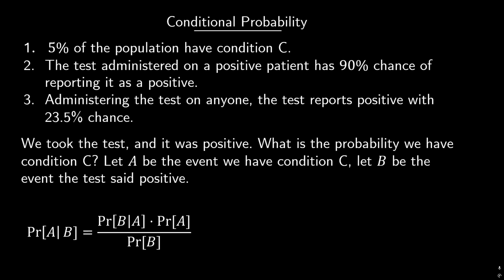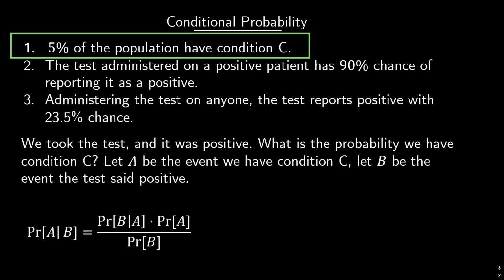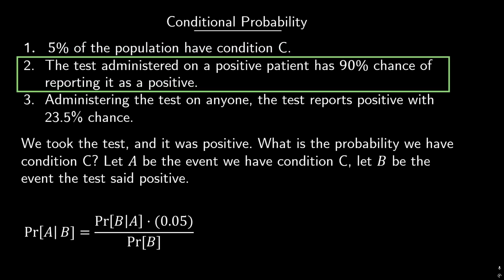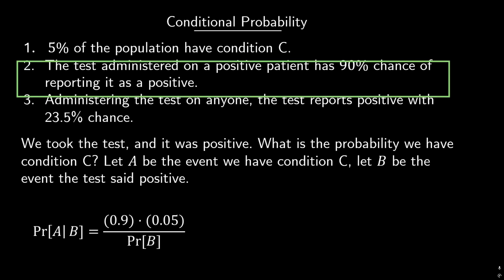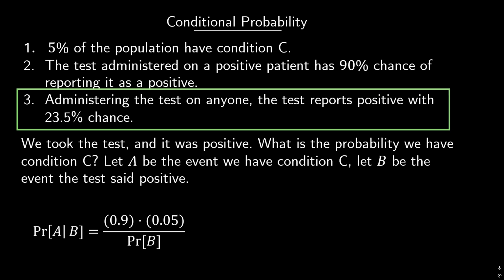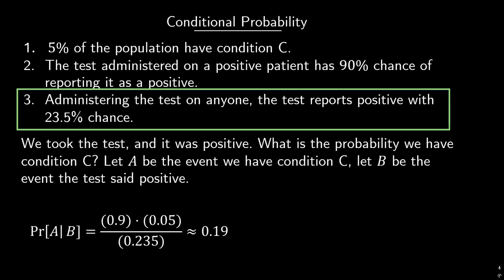So let me show you what I mean, right? Because 5% of the population has condition C, we can basically say that the probability of A is 0.05. Similarly, because the test administered on a positive patient has a 90% chance of reporting as positive, in other words, given A, the probability of B is 90%, we can replace the probability of B given A with 0.9. And lastly, we know that if we administer the test on anyone, the test reports positive with 0.235 chance, so we can replace the probability of B with 0.235. And if you work this out, it should be roughly 0.19.